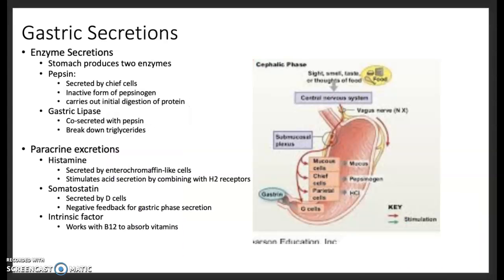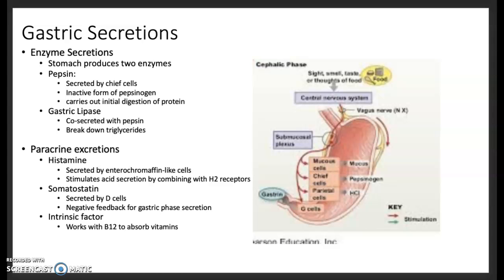So moving on to other gastric secretions, we have enzyme secretions. The stomach produces two types of enzymes. There's pepsin and there's gastric lipase. Pepsin is secreted by chief cells. It's secreted in the inactive form of pepsinogen, and carries out the initial digestion of protein. Then you have gastric lipase, which is co-secreted, so secreted at the same time with pepsin, and it helps to break down triglycerides.